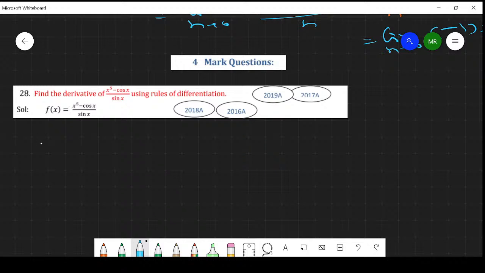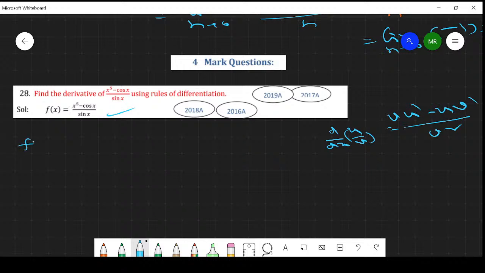Find the derivative of x power 5 minus cos x by sin x using rules of differentiation. Take f of x equal to x power 5 minus cos x by sin x. You should use the quotient rule. For d by dx of u by v, you know that they will write v square in the denominator, and in the numerator v into derivative of u minus u into derivative of v.